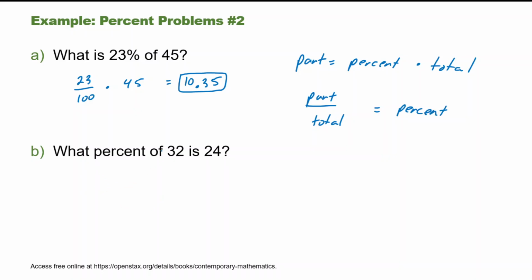And so in this question, we see that 32 is the total, and 24 is the part. So that our percent is equal to 24 divided by 32. And because that's going to give us a decimal, we will also need to multiply this by 100. So I'll say 24 divided by 32 times 100%. And that would be 75% if we do that calculation.